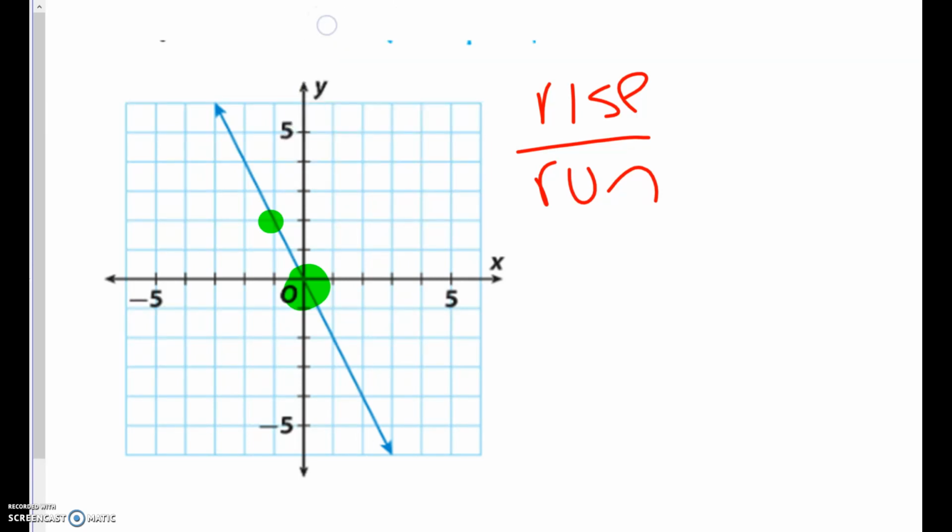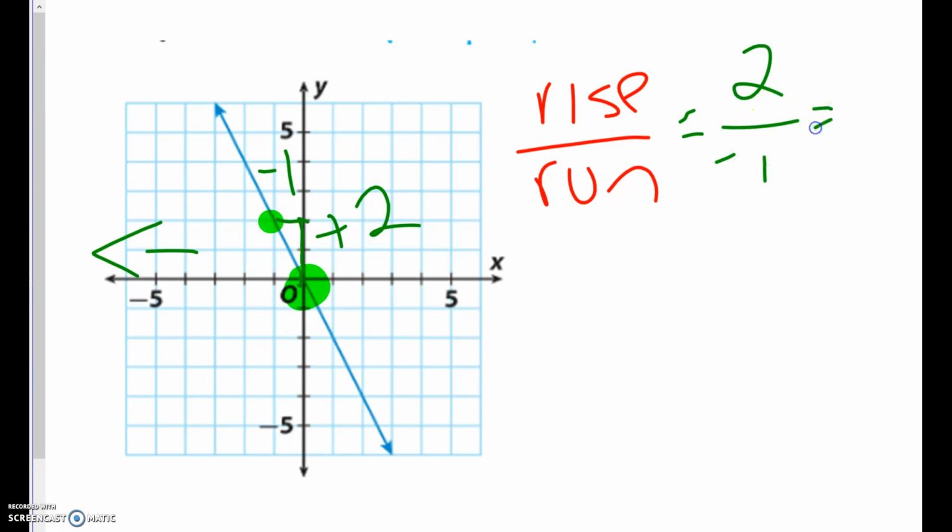So this one is, my rise is going from 0 to 2, so that's a positive 2. And then it's going from 0 to negative 1. That means I went a minus 1. You're heading towards the negatives, so it's going to be a negative 1. So that's going to equal 2 over negative 1, or just a negative 2. Rise over run. So my slope right now is a negative 2.